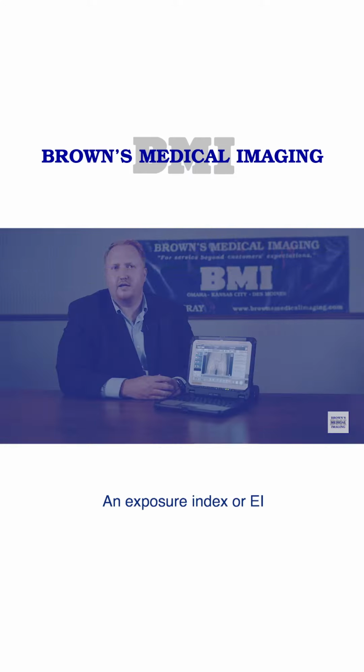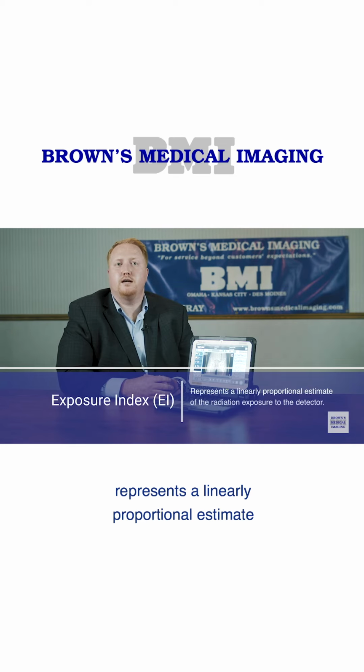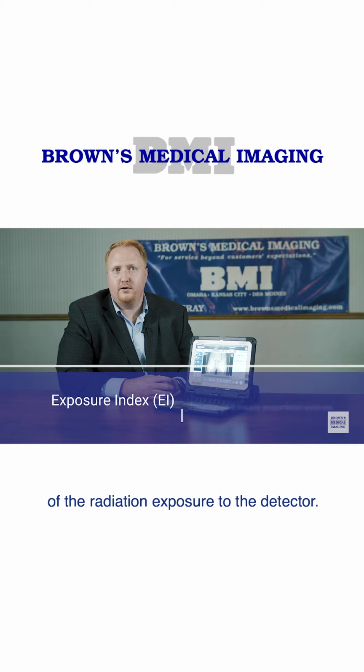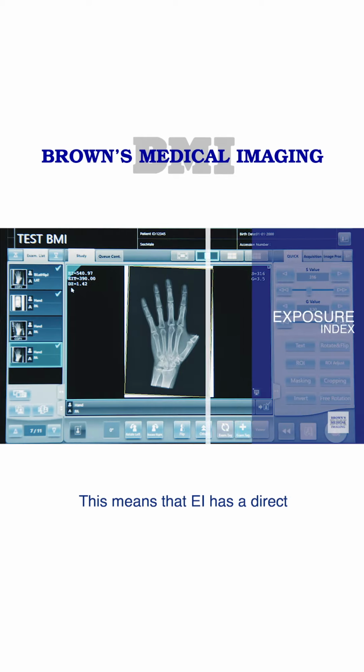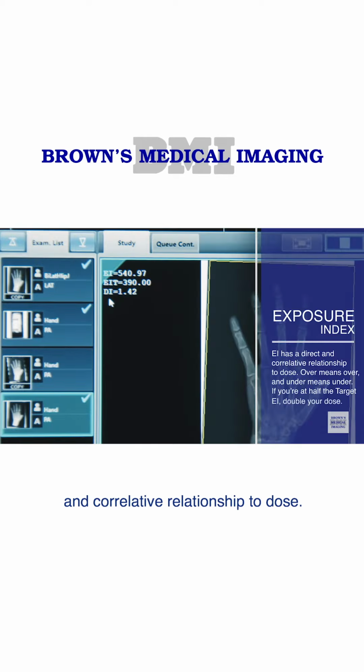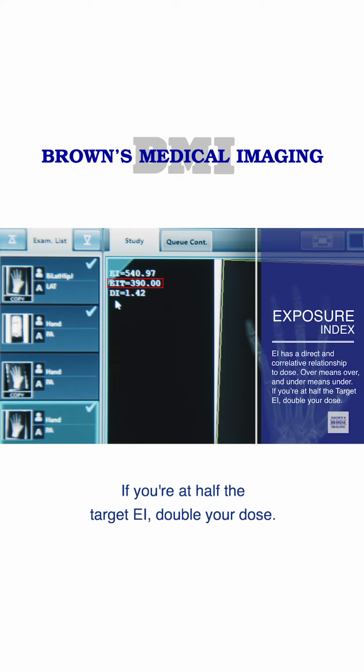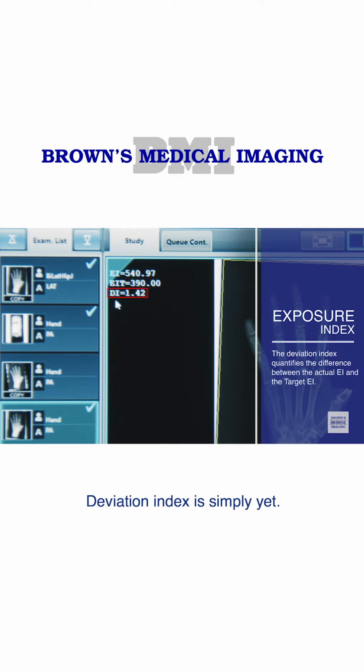An exposure index, or EI, represents a linearly proportional estimate of the radiation exposure to the detector. This means that EI has a direct and correlative relationship to dose. Over means over and under means under. If you're at half the target EI, double your dose. Simple. Deviation index is simpler yet.